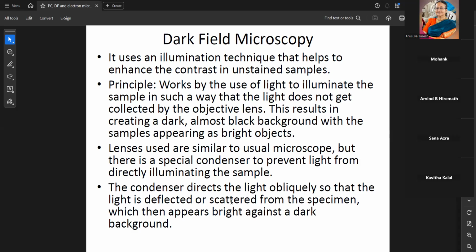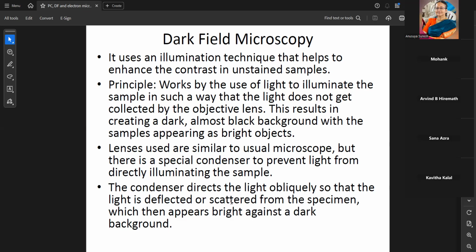We are using some illumination technique. The lighting is done in such a way that you are able to see objects clearly. So light is used to illuminate the sample. The light is not collected by the objective lens. And because the light is not collected by the objective lens, the background appears black in color and the object will appear bright. The sample, the cell which you are studying, will appear bright.